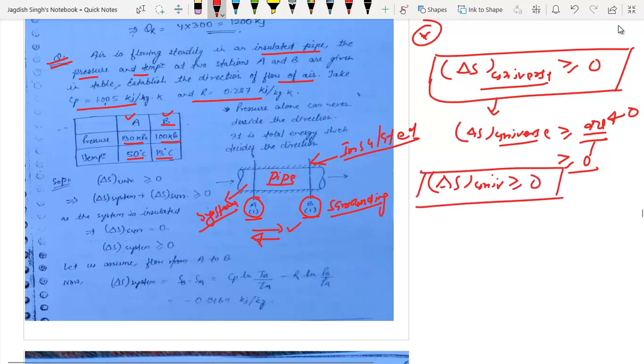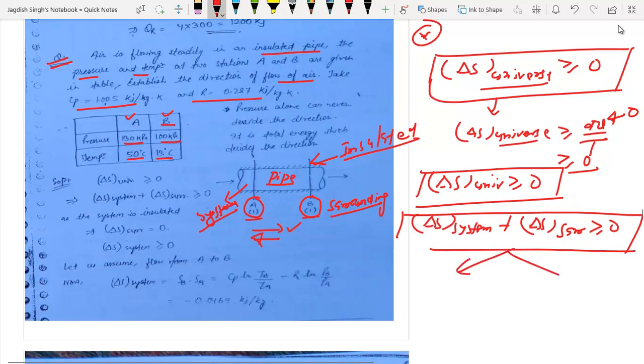And we know that the universe consists of system and surrounding. That means del S of system plus del S of surrounding is greater than or equal to 0. Right? For a reversible process, this quantity will be 0, and for an irreversible process, this quantity will be greater than 0. Already we have discussed this term. I am just revising some basic fundamentals so that you can understand how this problem can be tackled and solved. So we have to find del S system and del S surrounding, and we have to check what is the value of this one.